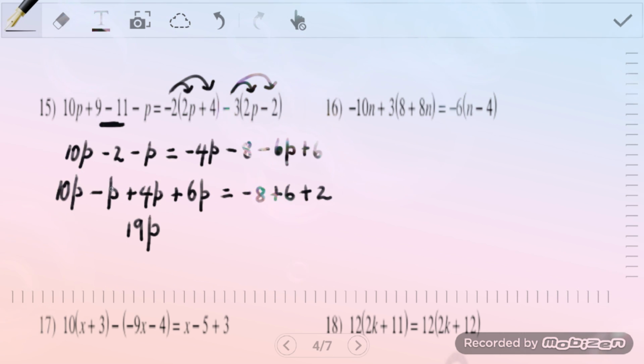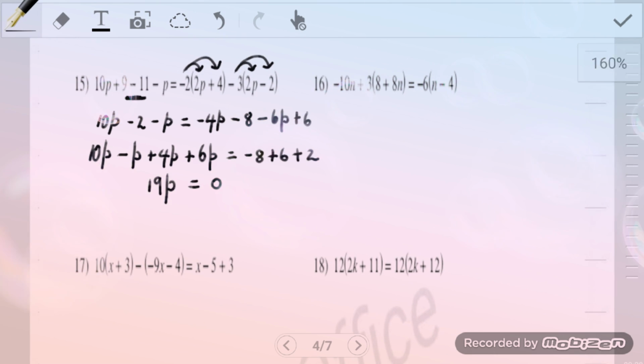All right, and it doesn't hurt to check. 10 take away 1 is 9. 9 plus 4 is 13. 13 plus 6 is 19. And that's now equal to negative 8 plus 6 is negative 2. And negative 2 plus 2 is 0. All right, and please use your calculator to verify. It's always good if you can do it in your head without a calculator, but use your calculator to verify your result.